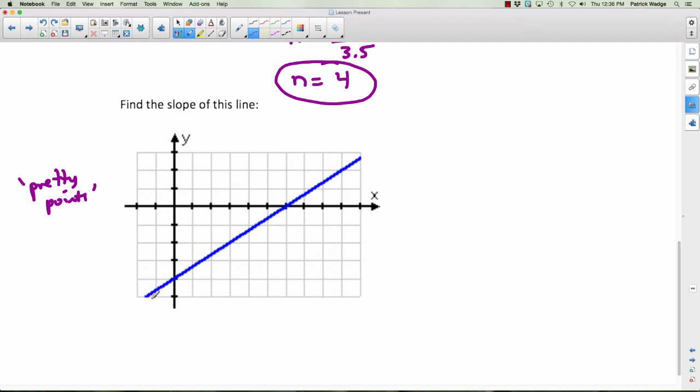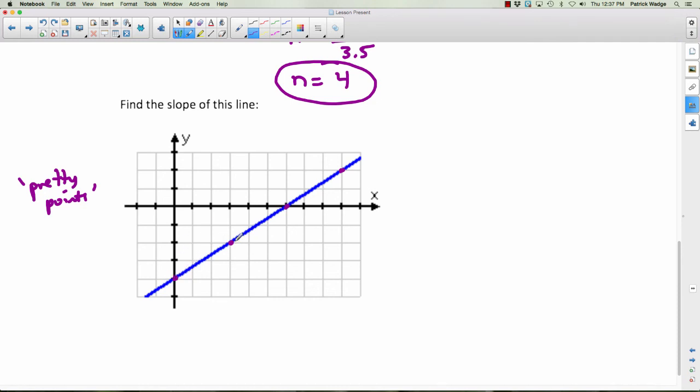So I'll find all the pretty points if you want. No. Yes, this is a pretty point. No. Yes, I would call that a pretty point. No. Yes, that's a pretty point. And that's a pretty point. So you have 4 points. How many do you need to find the slope? 2. Pick any 2 you want.